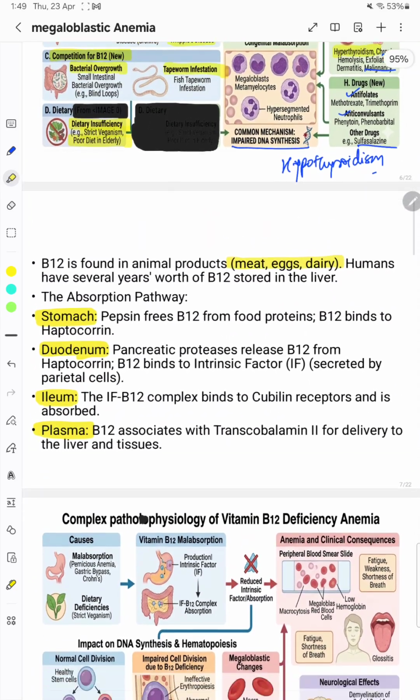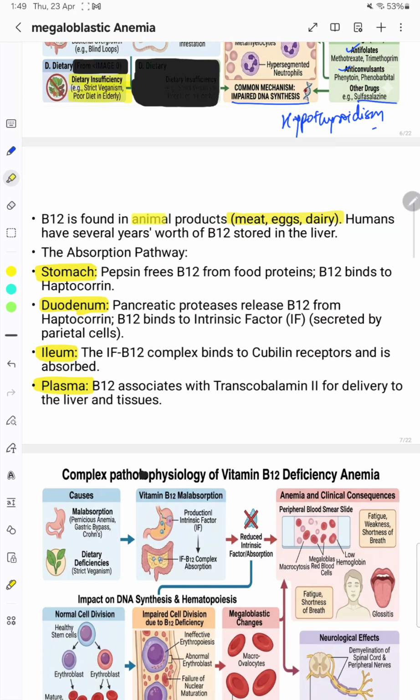This we have already discussed. B12 is found in animal products like meat, eggs, and dairy products. Humans have several years' worth of B12 stored in the liver. The absorption pathway we have already discussed. Here are the key events of B12 absorption.